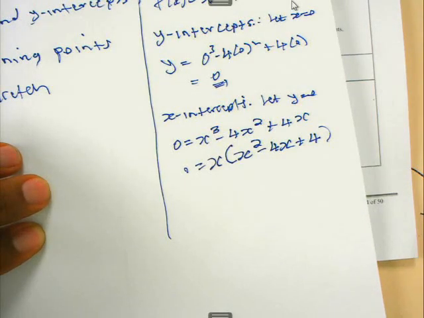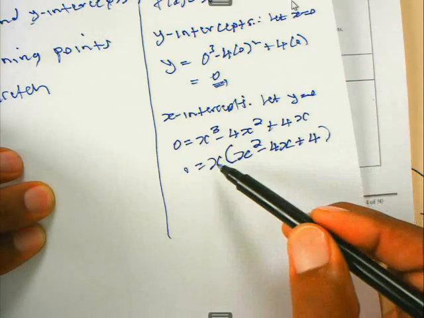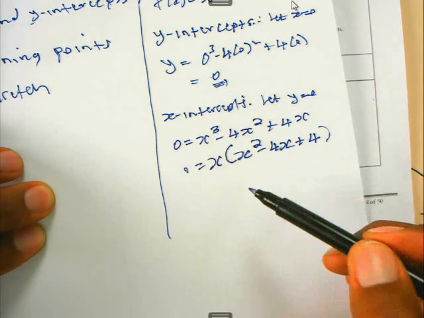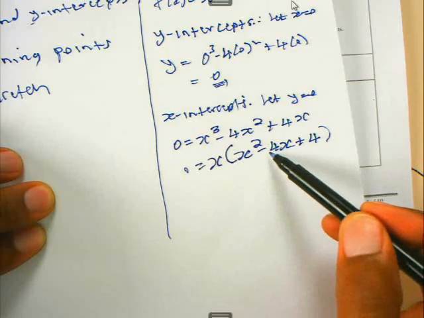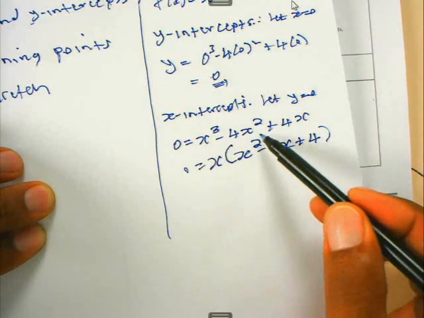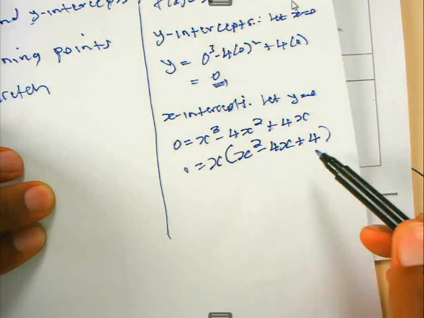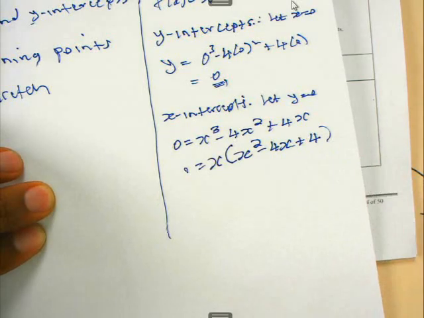Please, boys and girls, it's very important. Make sure that immediately once you have taken out the common factor, you check it: x times x squared should give you x to the power of 3, x multiplied by minus 4x should give you minus 4x squared, and x multiplied by positive 4 must give you a positive 4x.